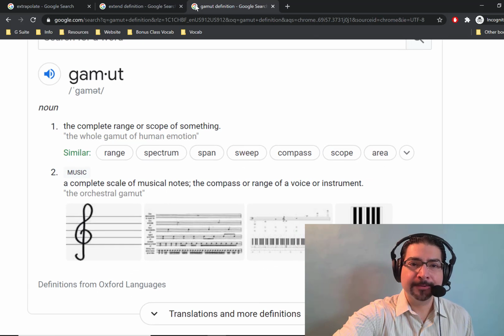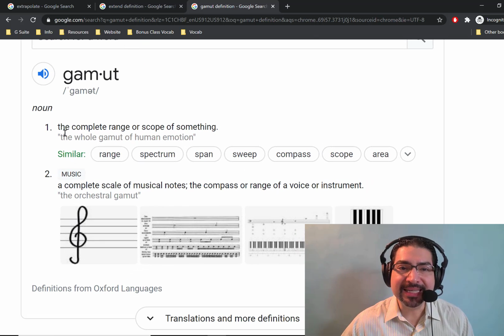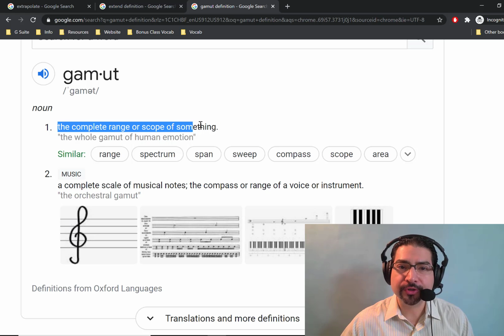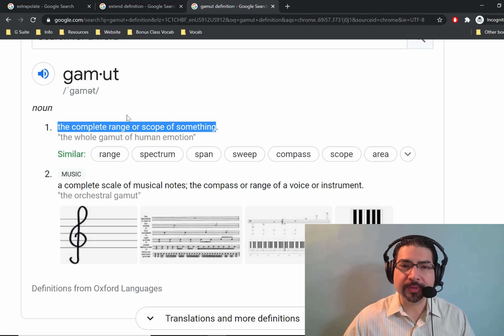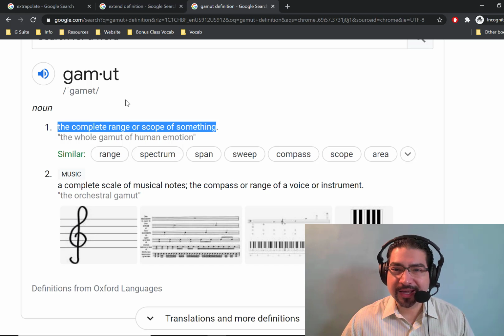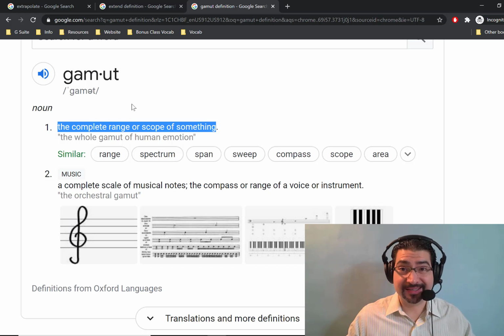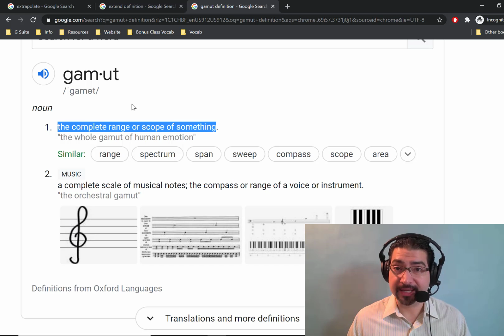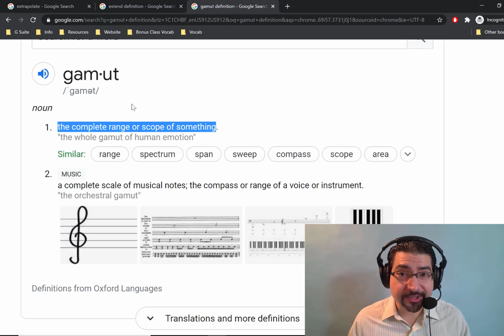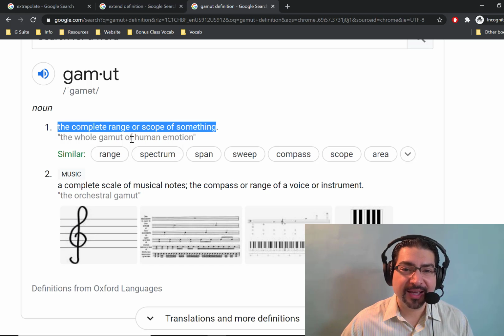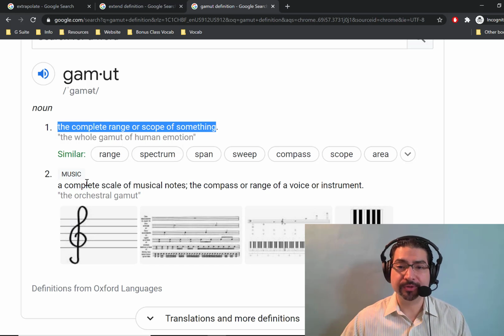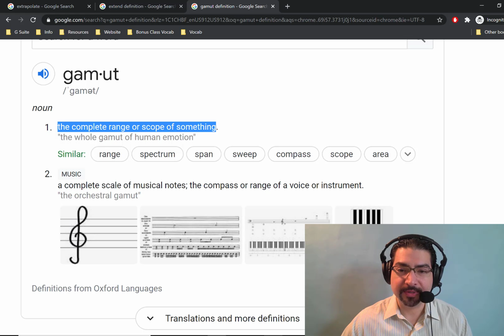So the gamut is the complete range or scope of something. So it's a great word. I'm sure you probably heard it before. So gamut. So the whole gamut of why students are taking the TOEFL. So the whole range of why students are taking the TOEFL, this is going to help you to get the top score. And so you see that it comes from musical notation. So gamut is a great word.